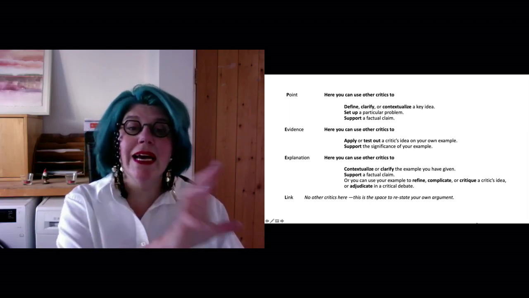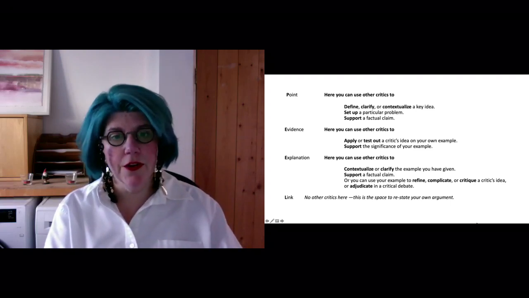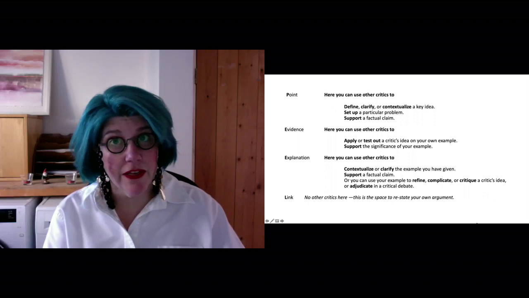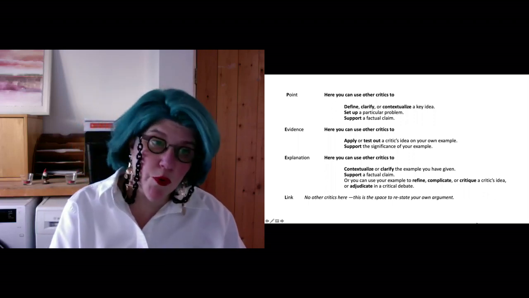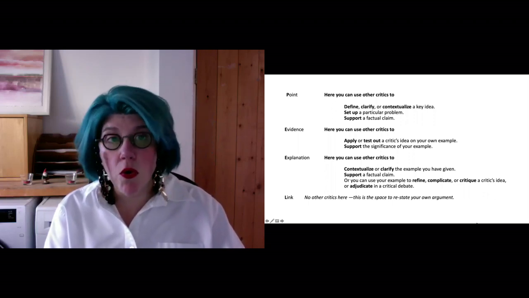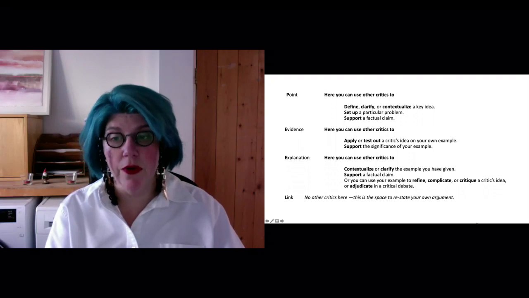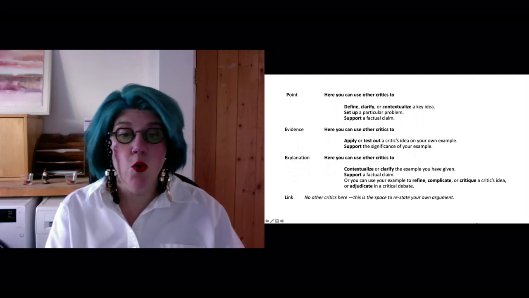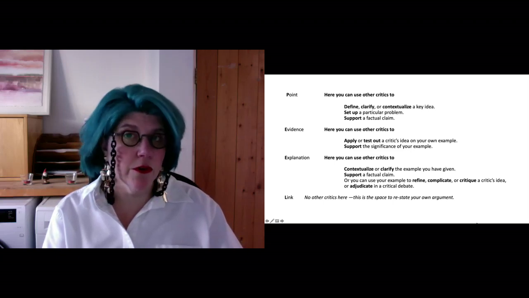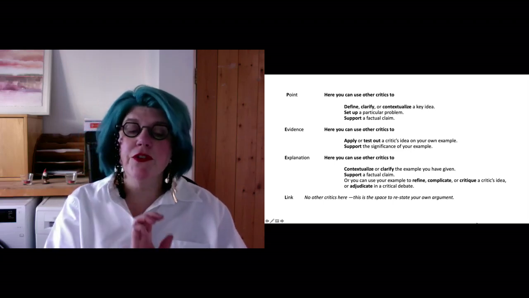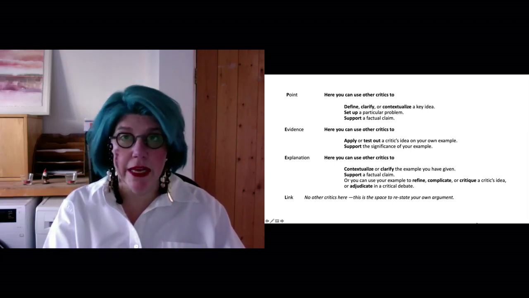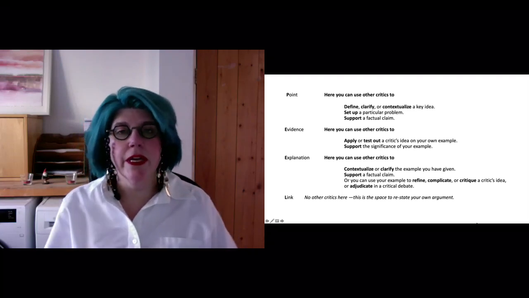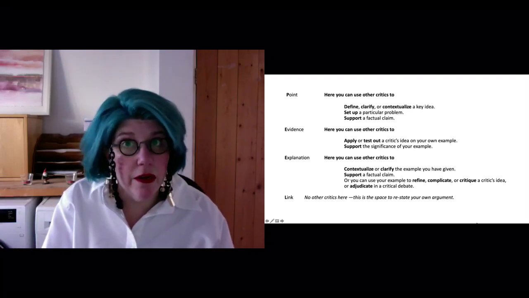You can use them in the explanation area. Here, you can use them to contextualize or clarify the example you've given, to support a factual claim, or you can use your example to refine, complicate, or critique a critic's idea, or to adjudicate in a critical debate. The only place you don't use them is in the link. This is the space where you restate your own argument, so it is other critic free.